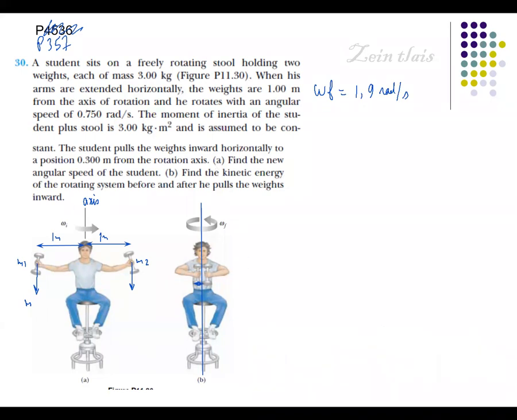Part 2: find the kinetic energy of the rotating system before and after he pulls the weights inward. We have to find kinetic energy initial and also kinetic energy final.